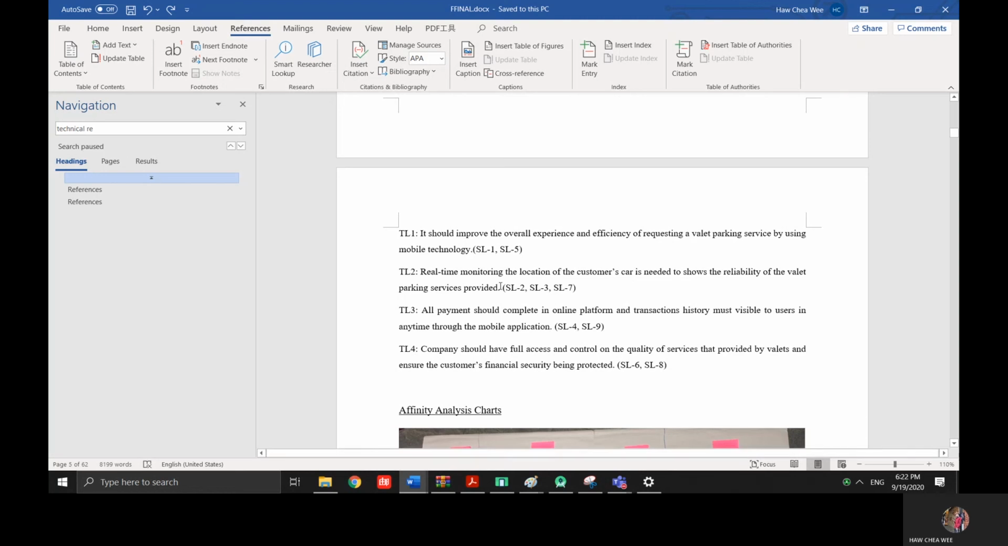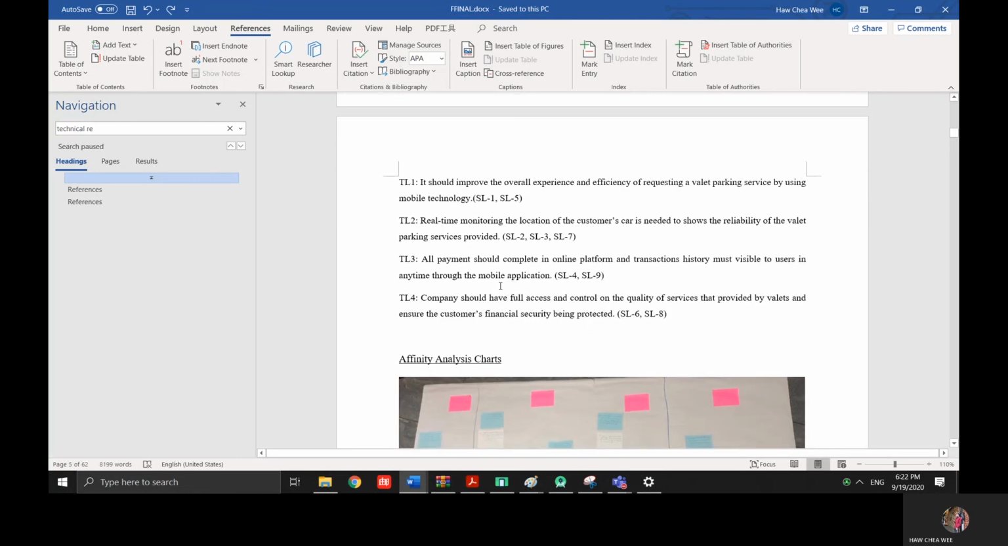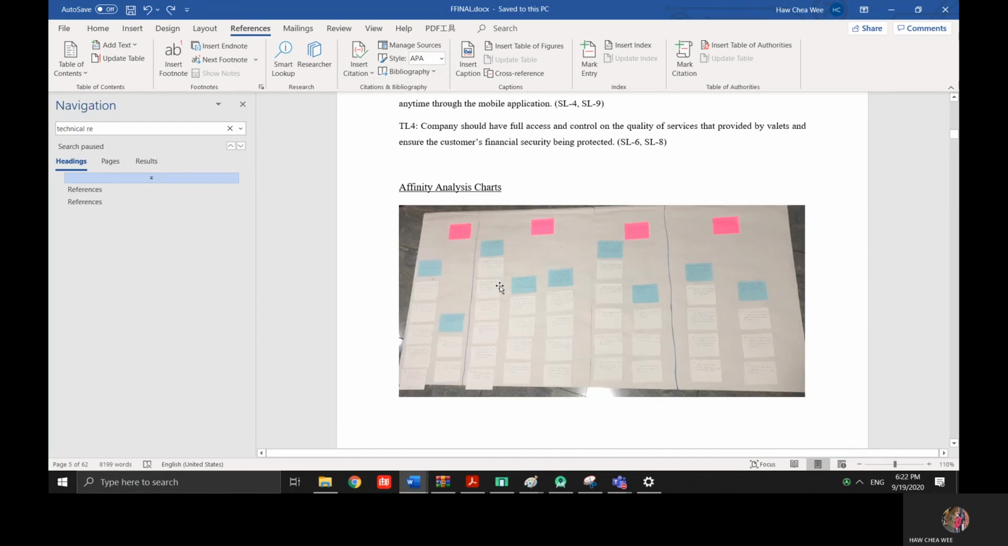The second is that real-time monitoring of the location of the customer's car is needed to show the reliability of the valet parking service. And third, the payment should be completed on an online platform, and the transaction history must also be visible to the user through the application. The company should have full access and control over the quality of the service provided by the valets and ensure the customer's financial security is protected, such as the security of their vehicles. So here is the chart for the affinity analysis.